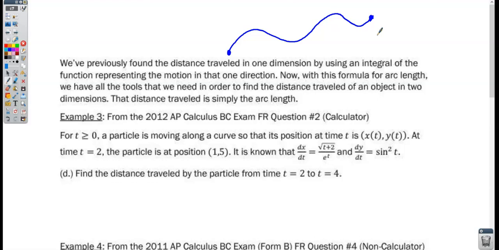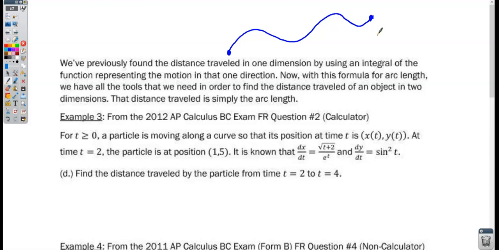All right, let's look at example 3. This comes to us from the AP Calculus BC exam from 2012, free response question number 2. It's a calculator section. And this one is actually going to require us to use a slightly different form of our formula than we've developed thus far in this unit, because this fits into a topic we're going to talk about a little bit later.